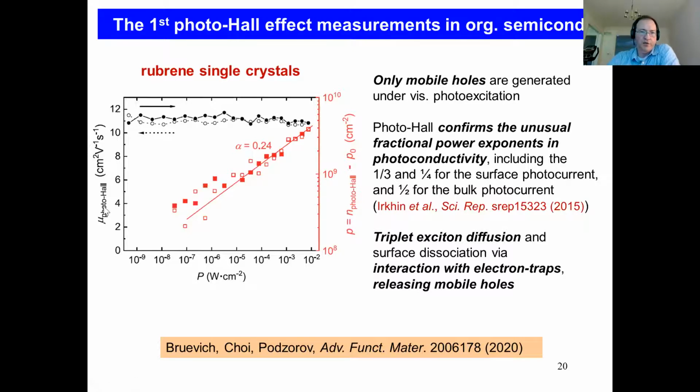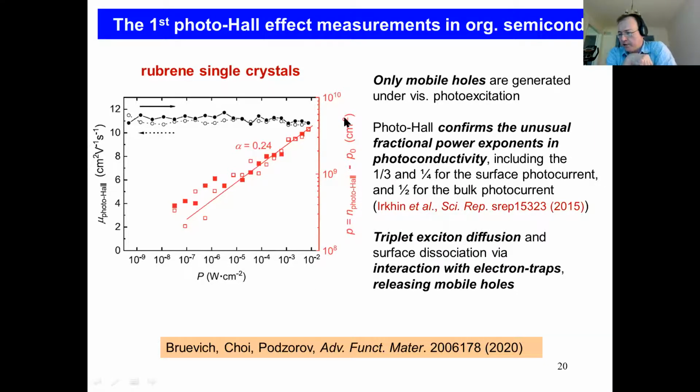Here is the plot showing the photo-Hall mobility measured in a high quality rubrene crystal, the black data points, and you can see that this is flat. It's flat. There's no roll-off. And this is happening over many orders of magnitude. We covered here 7 orders of magnitude, and it's completely flat.